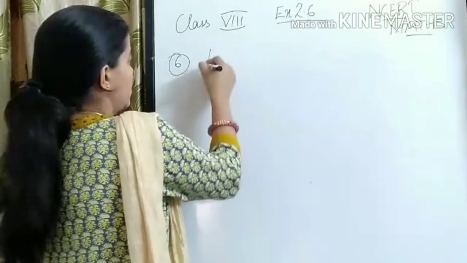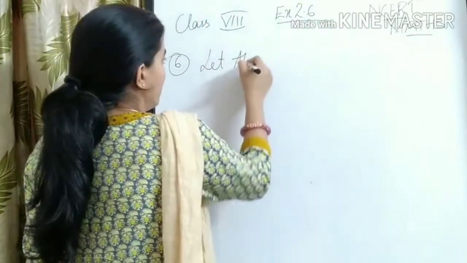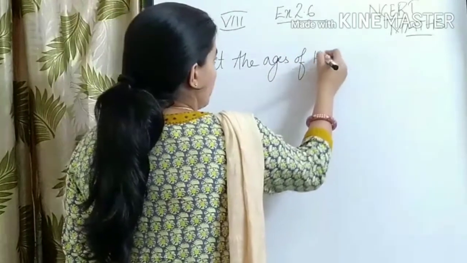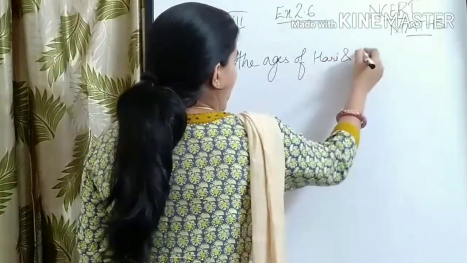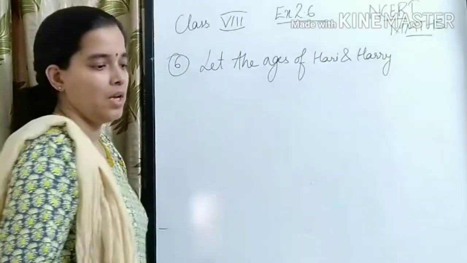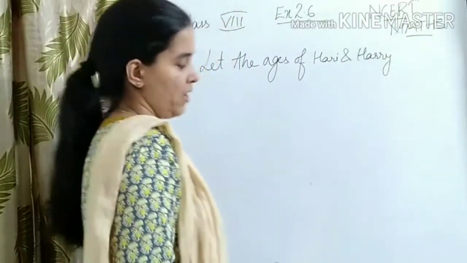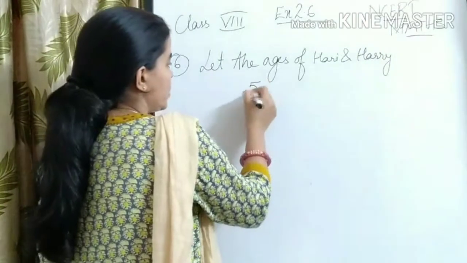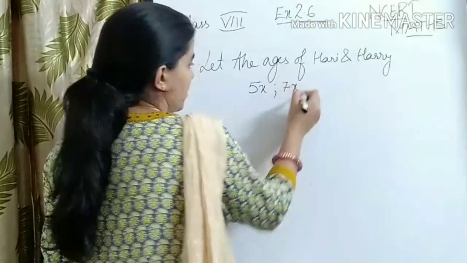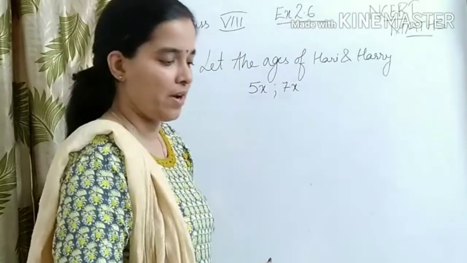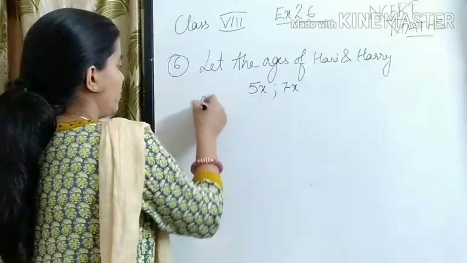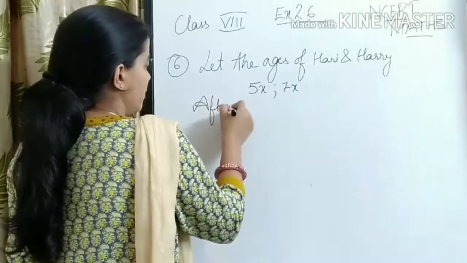So let the ages of Hari and Harry, it is given to you, be in the ratio 5:7. So we will let the ages be 5x and 7x. So we will let the ages be 5x and 7x, and after 4 years, what will happen?